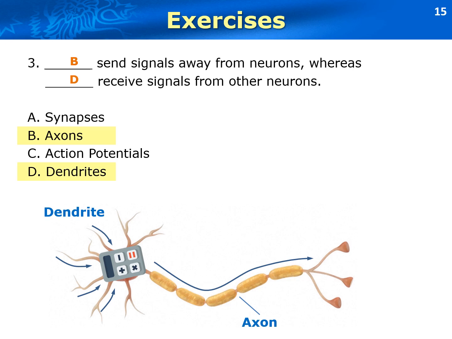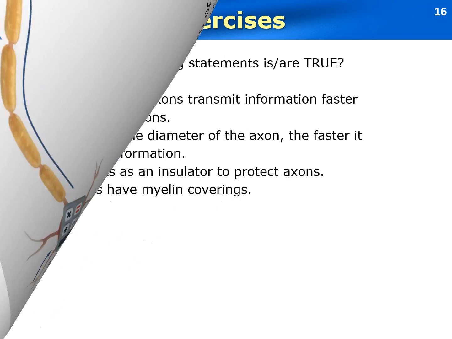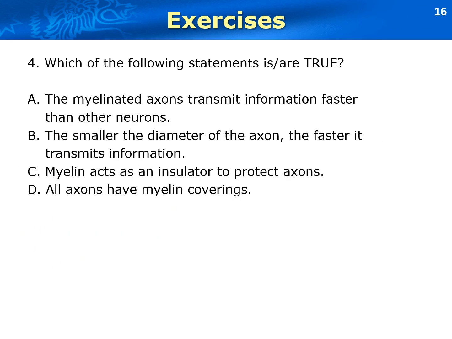Question 4. Which of the following statements are true? A. The myelinated axons transmit information faster than other neurons. B. The smaller the diameter of the axon, the faster it transmits information. C. Myelin acts as an insulator to protect axons. D. All axons have a myelin covering. To answer this question, let's look at the detailed structure of the axon.